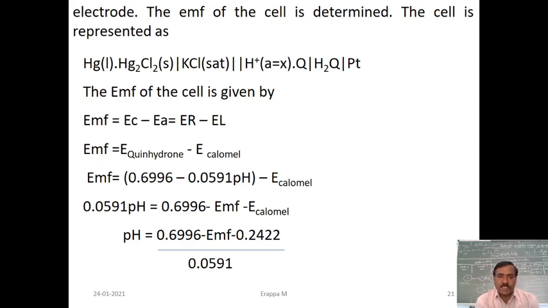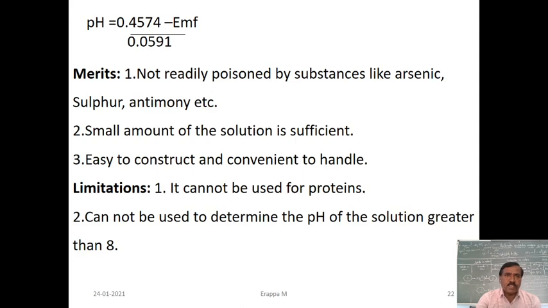The quinhydrone electrode is taken and combined with the calomel electrode, EMF can be determined and pH can be calculated using this equation. pH is equal to 0.4574 minus EMF divided by 0.0591. So merits of this quinhydrone electrode: not readily poisoned by substances like arsenic, sulfur and antimony.